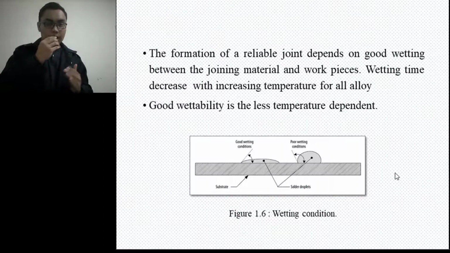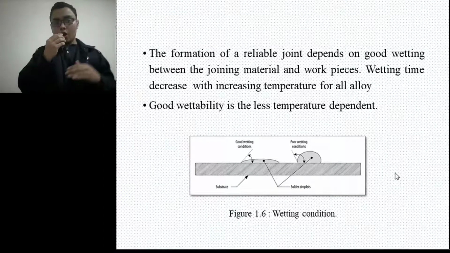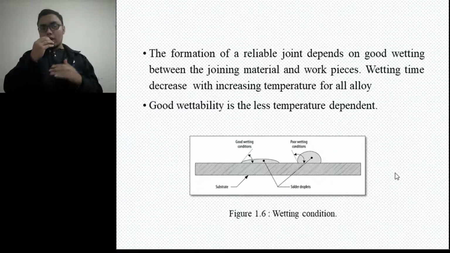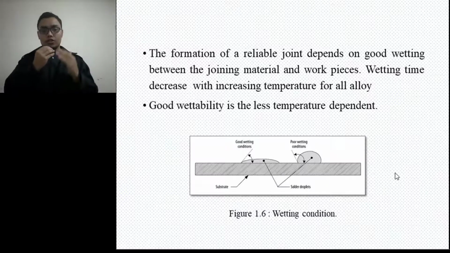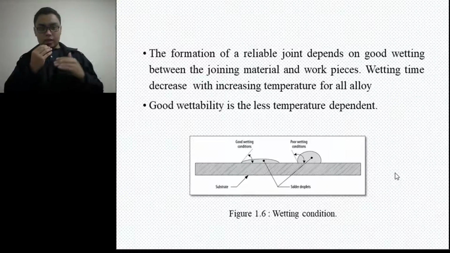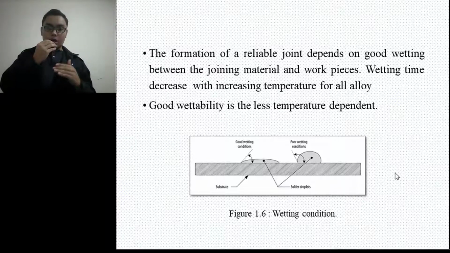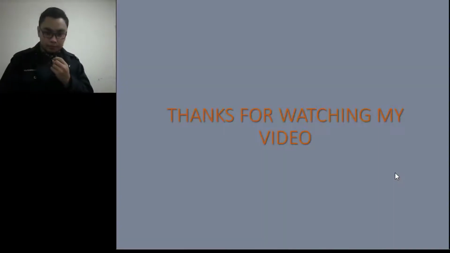The formation of a reliable joint depends on good wetting between the joining material and workpiece. Wetting time decreases with increasing temperature for all alloys, where good wettability is less temperature dependent. This image shows the solder droplet condition, where good wetting shows a smaller contact angle, while poor wetting shows a larger contact angle.